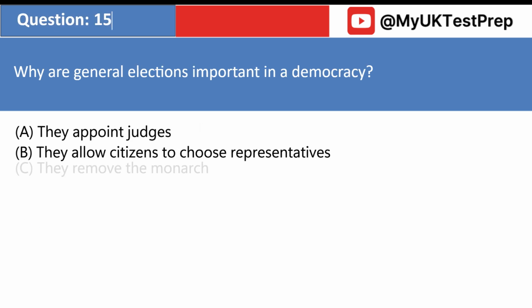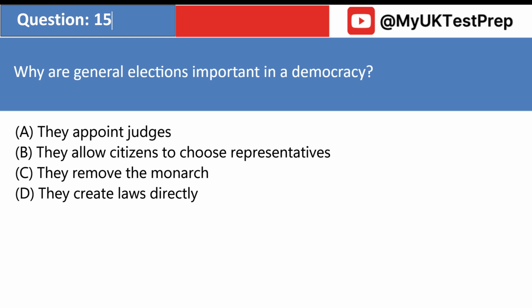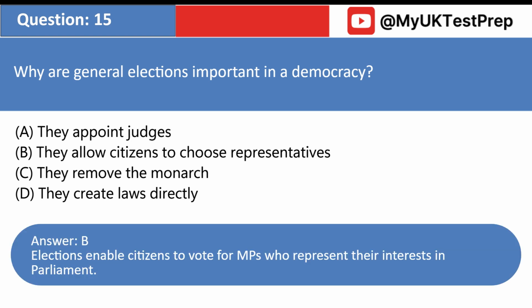Why are general elections important in a democracy? A. They appoint judges. B. They allow citizens to choose representatives. C. They remove the monarch. D. They create laws directly. Answer: B. Elections enable citizens to vote for MPs who represent their interests in Parliament.